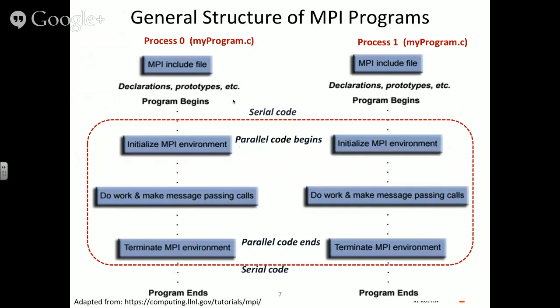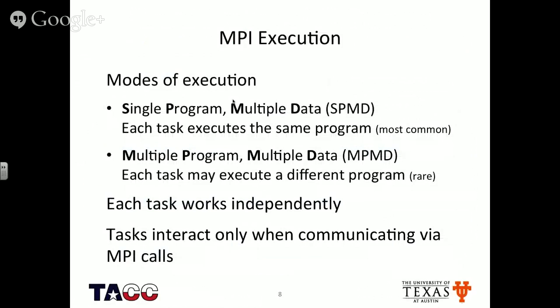And in the middle, where all the work gets done, that's where you're mixing sequential and parallel computation. And this is what I'm talking about, this first mode of execution. Probably 80 to 90% of our MPI programs use this technique, where all of the executables started are the exact same executable. So it's the same code on every core.